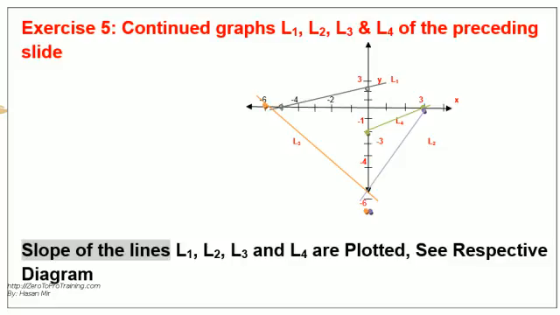Continued exercise 5, graphs the slope of the lines. L1: minus 5 and 2. L2: 3 and minus 7. L3: minus 6 and minus 7. L4: 3 and minus 2 are plotted. See the respective diagram.